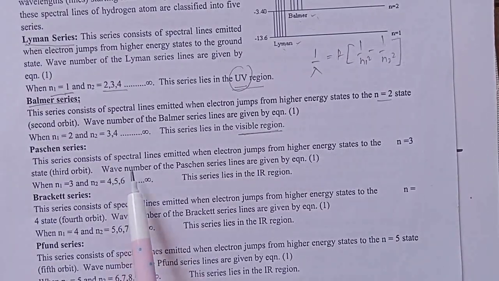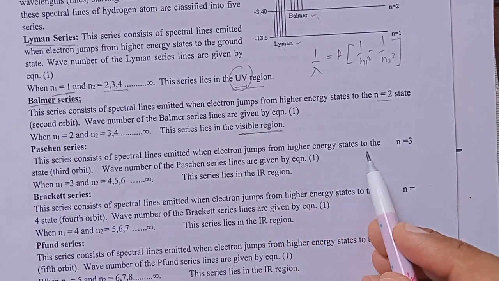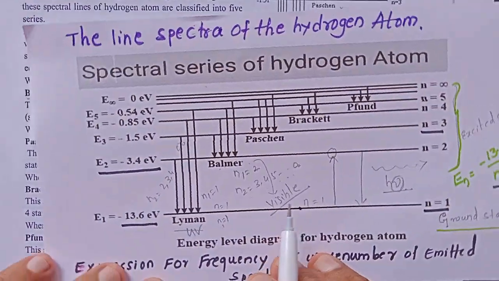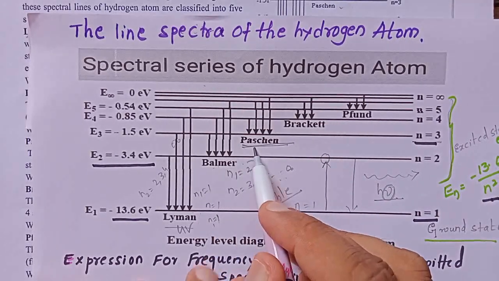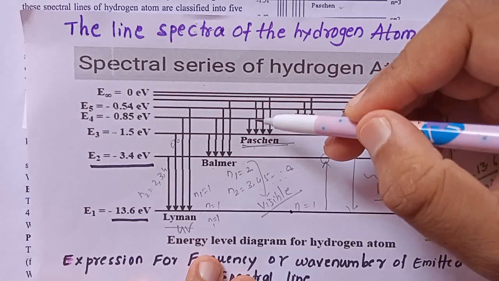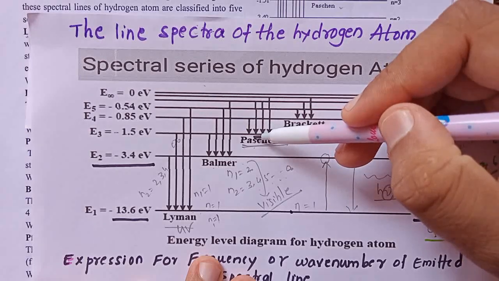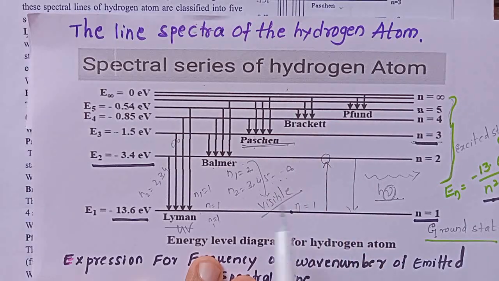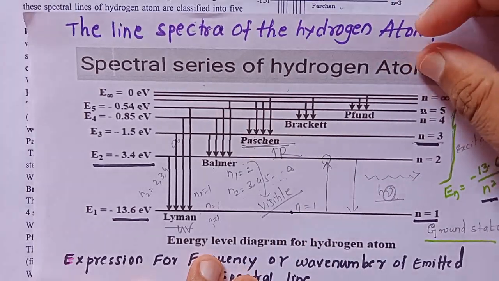Next, you can take the Paschen series. In case of the Paschen series, it also consists of spectral lines when the electron jumps from higher energy states to the n is equal to 3 state. Therefore n1 is equal to 3 for the Paschen series, and n2 is equal to 4, 5, 6 and so on, the next higher energy states. The electron jumps from higher energy states to the n is equal to 3 state. That series is called the Paschen series, and this series belongs to the IR region of the electromagnetic spectrum.